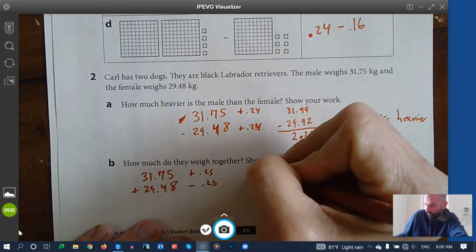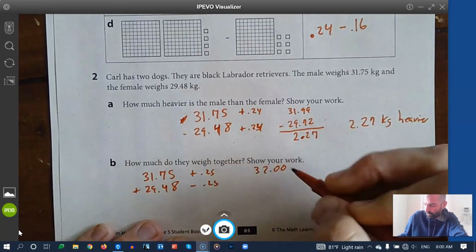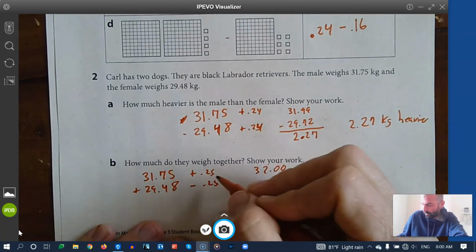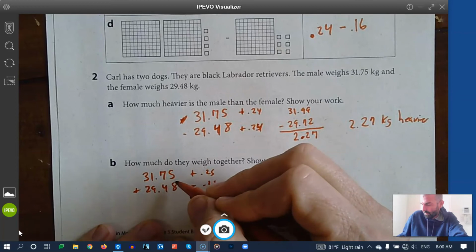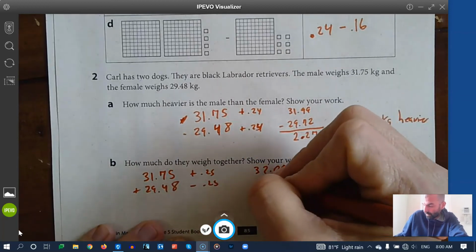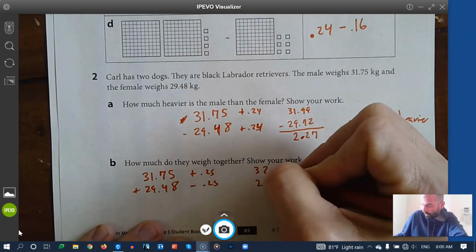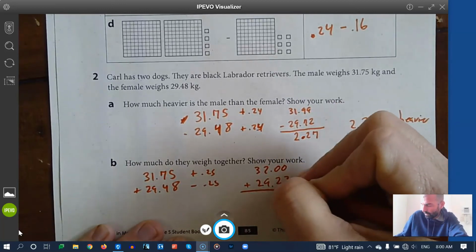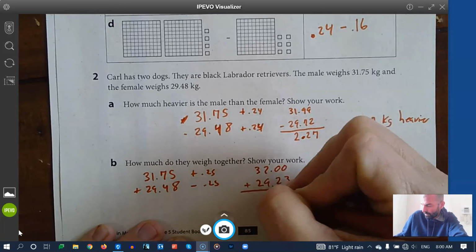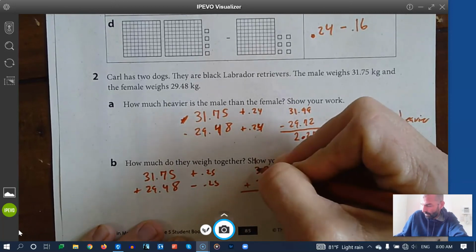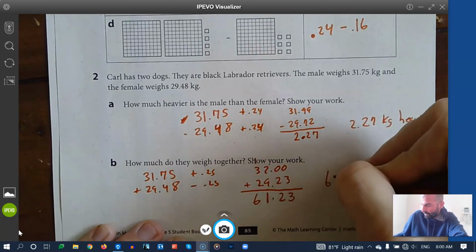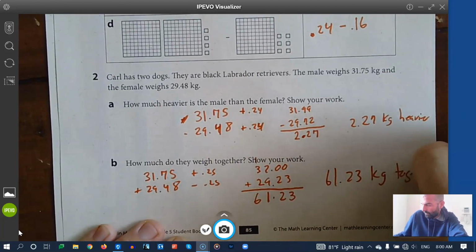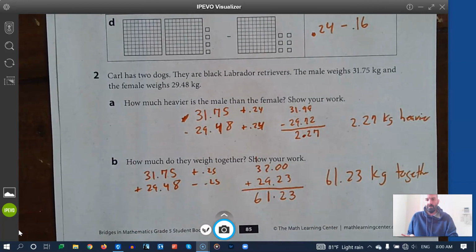So this is going to give me 32 kilograms up here. And down here, removing 48 minus 25. 48 minus 20 is 28. Minus 5 is 23. So now 0 plus 3 is 3. 0 plus 2 is 2. 2 plus 9 is 11. And 5 is 6. 61 and 23 hundredths kilograms together. All right, and there you have it.